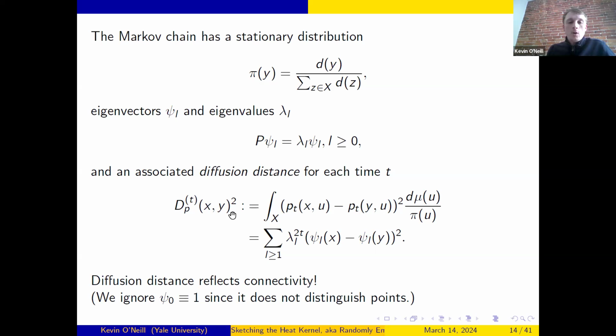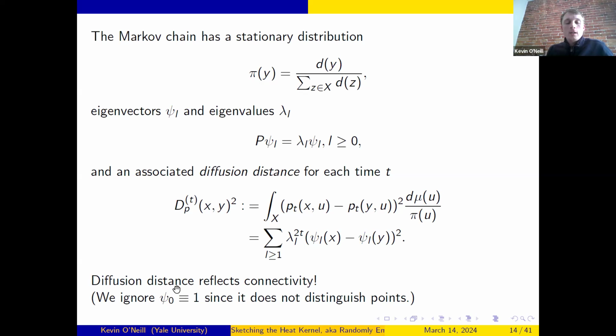If you want to know how close X and Y are, you look not at the distance between X and Y, how long it takes to diffuse from one to the other, but at all the points in your set, and compare how long it takes to diffuse from X to that point and from Y to that point, in a sense. Then you just normalize, and you get this nice expression in terms of the eigenvectors and the eigenvalues.